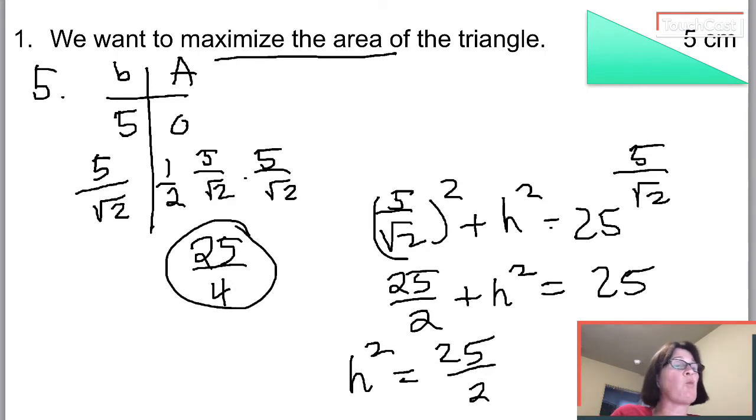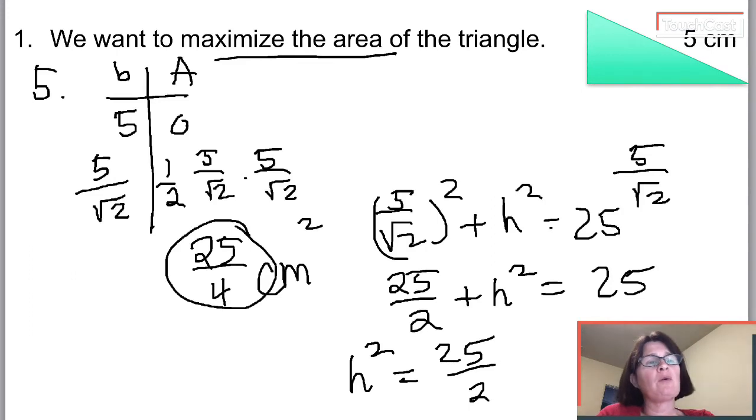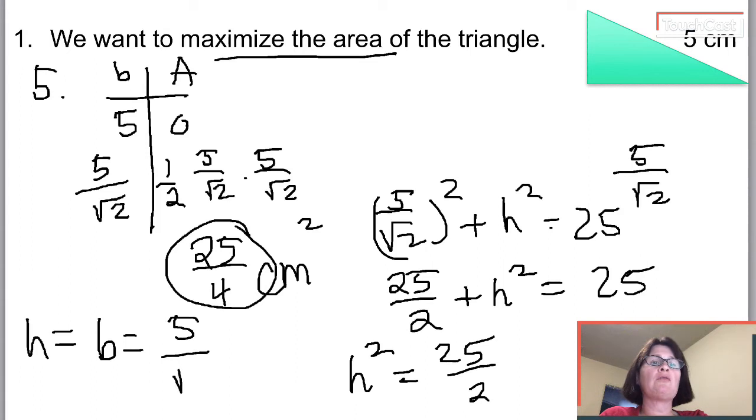At the beginning we were asked what is the maximum area of a right triangle whose hypotenuse is 5 centimeters, and that answer is 25/4 square centimeters. We were also asked what dimensions of the triangle produce that area, and that's with the height and the base equaling 5 over the square root of 2. The end.